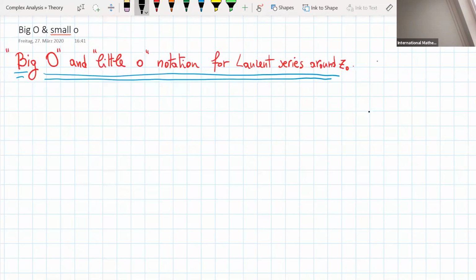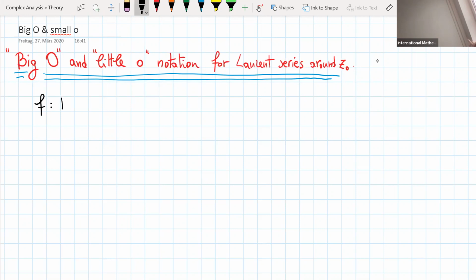In this video, we are going to complement the theory a little bit and explain some properties of the big O and little o notation. This is a notation that's widely used in mathematics, but we are going to explain here only the particular case concerning Laurent series at z0. So what is the setting?